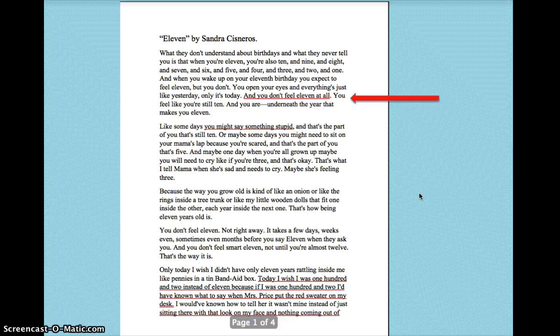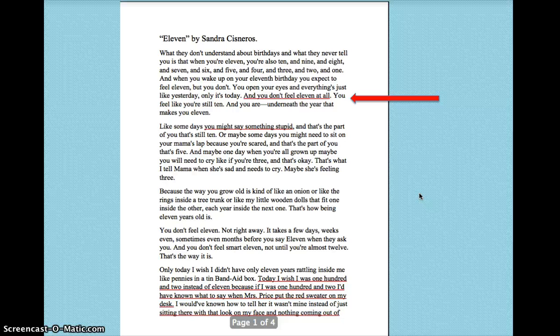The first one I underlined says, "And you don't feel eleven at all." Maybe the author included this because she wants to set the scene to make sure we understand that Rachel is celebrating her eleventh birthday, but does not actually feel eleven. Or it could be the author wants us to relate to the main character because we understand how sometimes we don't feel our age right away when we celebrate a birthday.